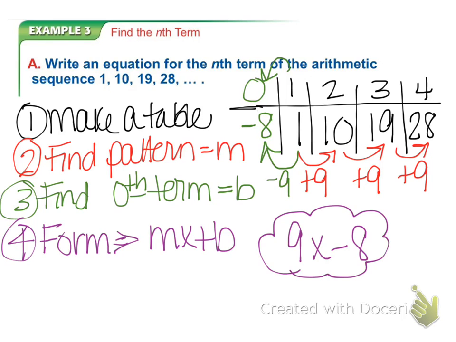Remember, in an input-output table, the x's are on top and the y's are on the bottom. So if you take your sequence number, let's do the 3rd term, and plug in 3 for x, you get 9 times 3 is 27. And 27 minus 8 gives you the 19 that is matched with the 3. All right, let's do one more.